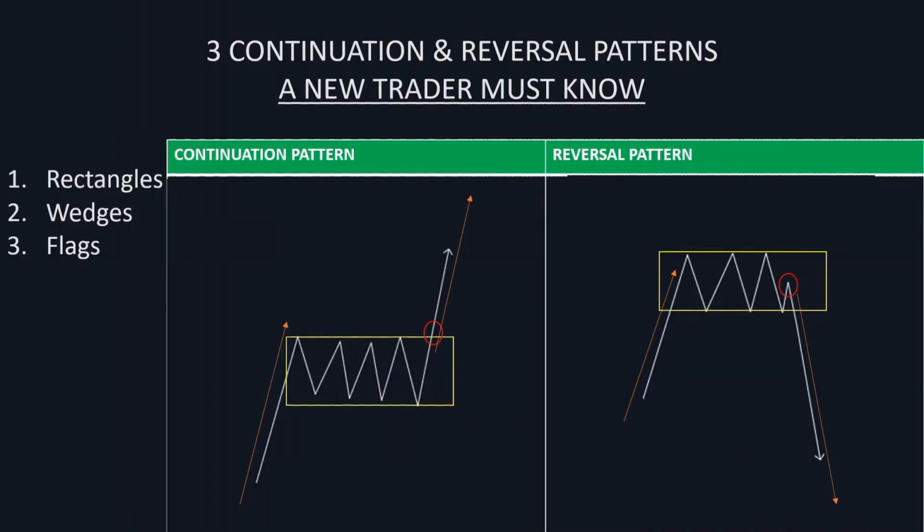Here's what you do. Draw your rectangle around the consolidation, and if the price breaks below it, you're looking to sell. Simple, right? Remember, the breakout direction tells you whether it's a continuation or a reversal.